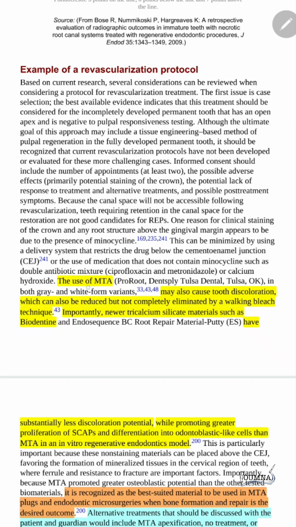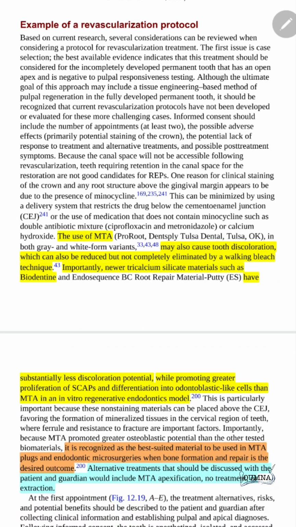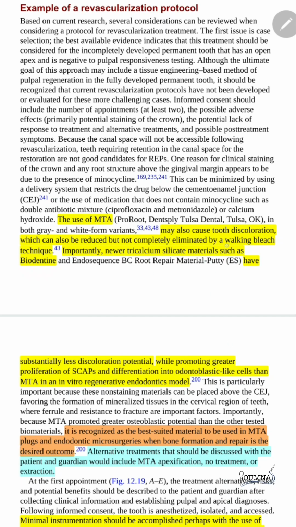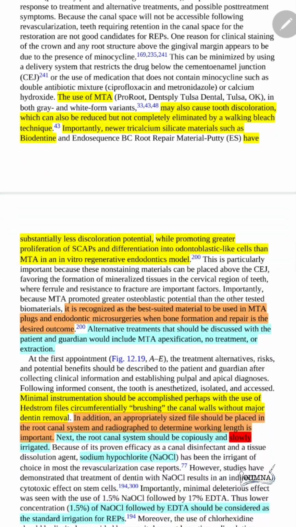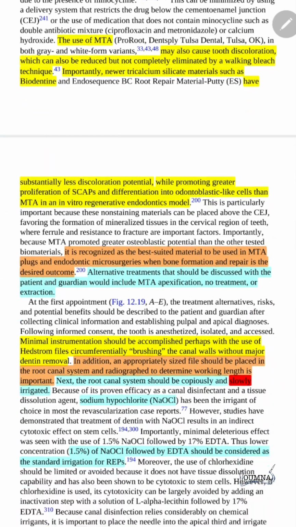When the tooth is in the anterior area, there is a potential of getting a crown discoloration from using the MTA and the minocycline in the antibiotic paste, so we can reduce it or replace the MTA by a Biodentine or EndoSequence material, or we can do the walking bleach technique after we finish the treatment of the tooth.